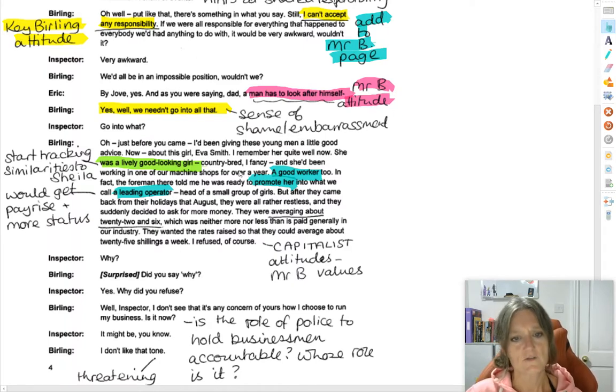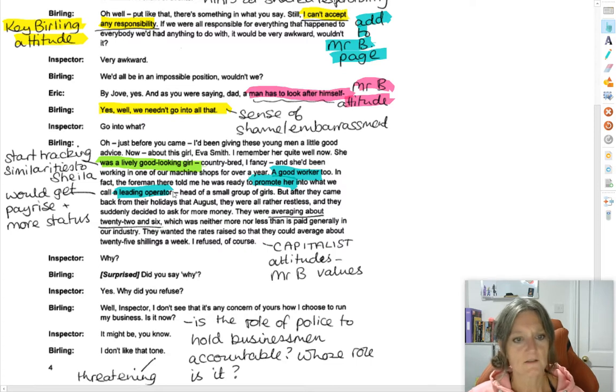However, when he says "country bred, I fancy", it's almost like she's a prize horse or something that he's got racing in a horse race. And remember what we learned in that BBC video last time, that the middle classes, definitely the upper classes, looked down on the working classes and thought that they were almost like a different race. Having said that, Mr. Birling does come from the working class, so we take that with a pinch of salt.